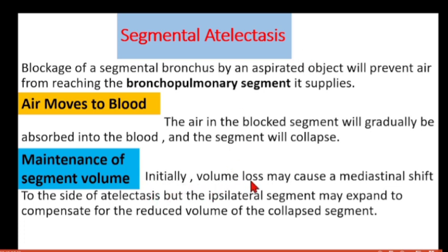Initially, the volume loss may cause a mediastinal shift to the side of atelectasis, but the ipsilateral segment may expand to compensate for the reduced volume of the collapsed segment.